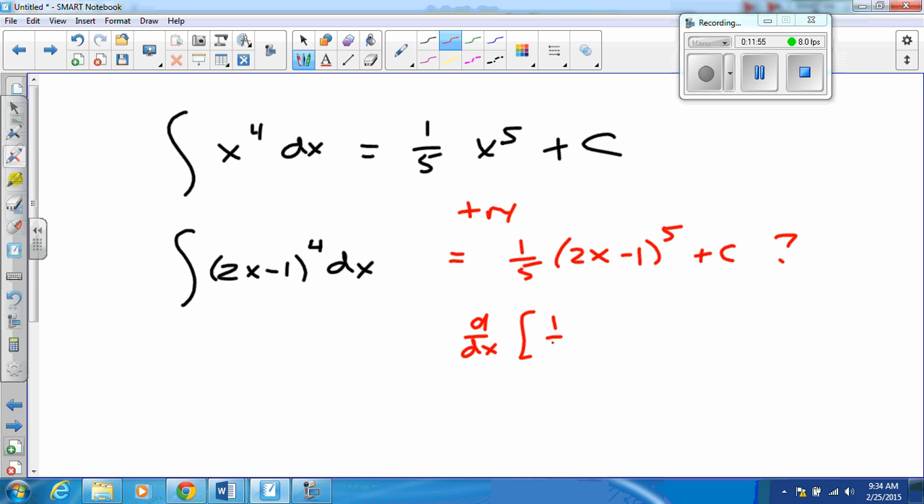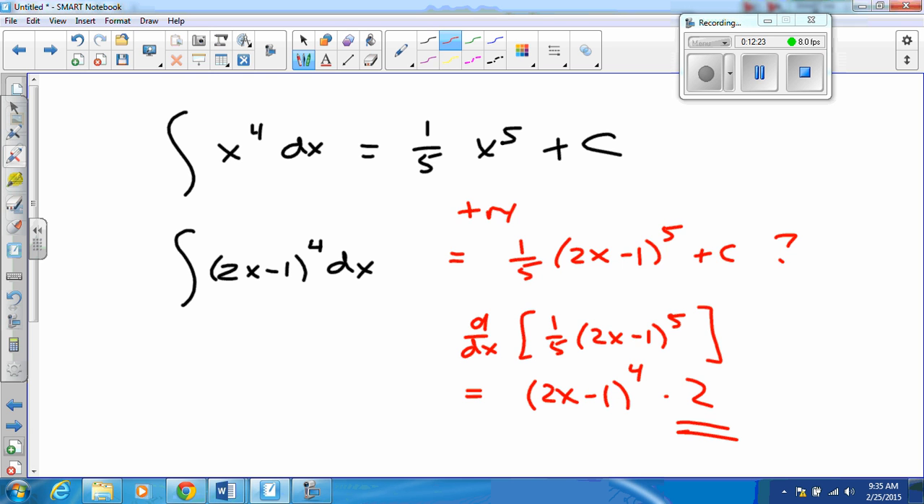Oh, yeah. Wait, where's the inside? You have to take the antiderivative inside of the inside. Ah, so what happened when you took the derivative of this? What did you find? Yes, it's close, but it's missing the factor of 2 there. Everybody see that?